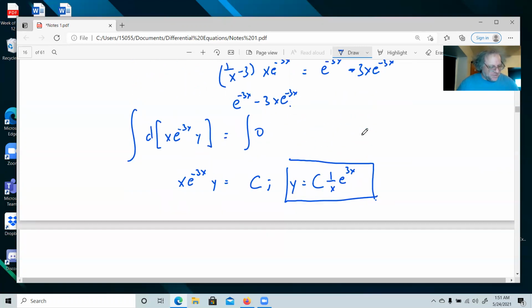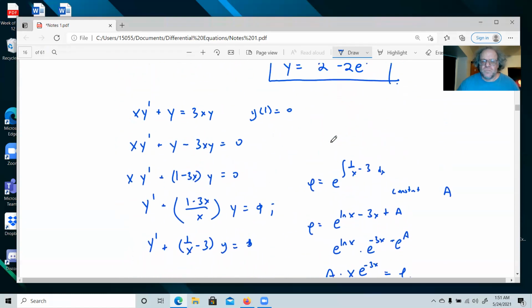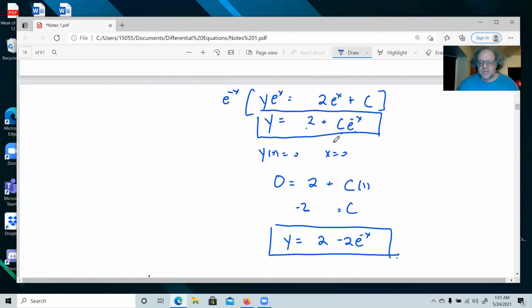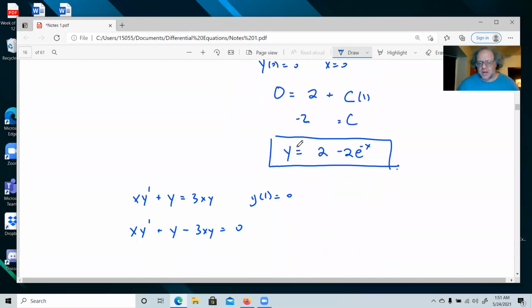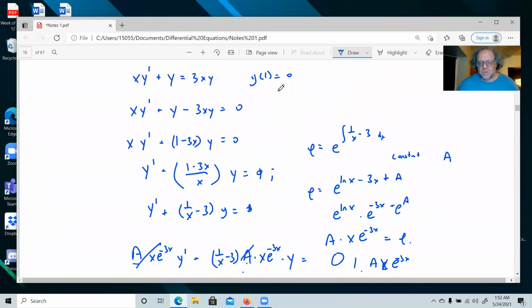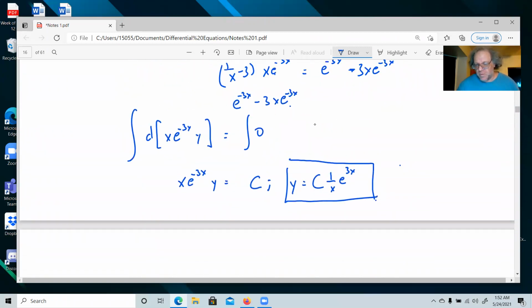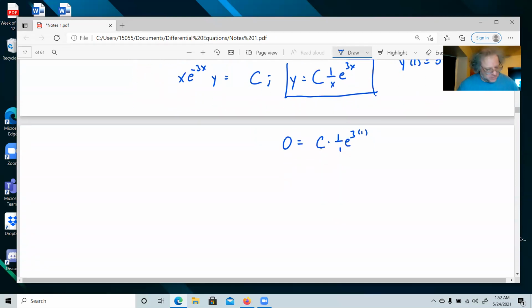Oh, did we have an initial condition here? Back up about a page or 3 when I did this problem. Yeah, y of 0 is equal to 0? No, no. y of 1 was equal to 0. Okay, we had y of 1 equal to 0. So we have 0 is equal to c, and then 1 over 1, e to the 3 times 1. Oh, well, that's a delightful problem.